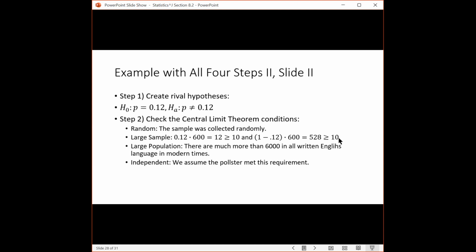And so anyway, go through and calculate these. You do get bigger than 10 for both of them, so the sample is large enough. Large population. The sample was 600, so we need at least 6,000 written letters of English, there's a typo there, in all of the English language in modern times. And of course, there's much, much more than that in all of the written English. A single paper has more than 6,000 letters. And then finally, we're going to assume the independence condition again.